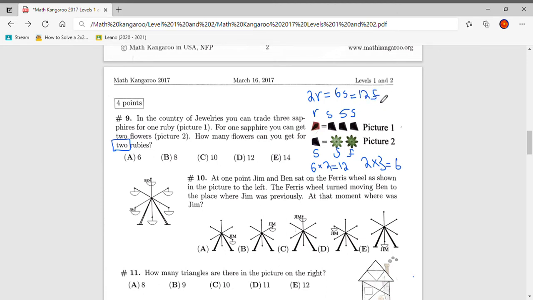So we can see that it's not just 2 rubies equals 6 sapphires and 6 sapphires equals 12 flowers. Any of these equals any of the other ones. So that means 2 rubies also equals 12 flowers. So the answer for number 9 is D.